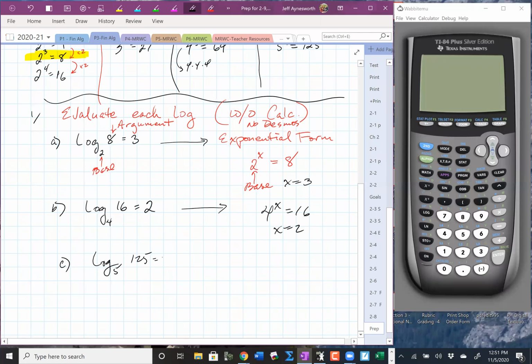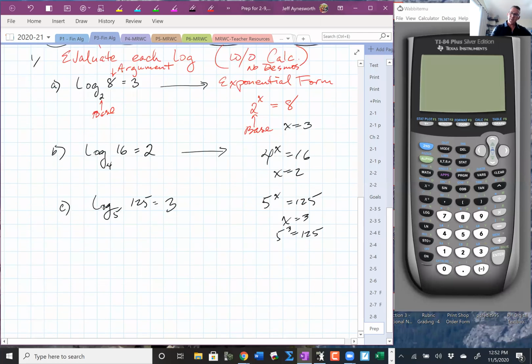It would be 3. Okay, can you explain why? Because 5 to the third power would end up equaling 125. Very good, very good. So 5 to what power is 125? He said 3. All right, 5 cubed is 125. You can look above. We did that. So this log base 5 of 125 is equal to 3.